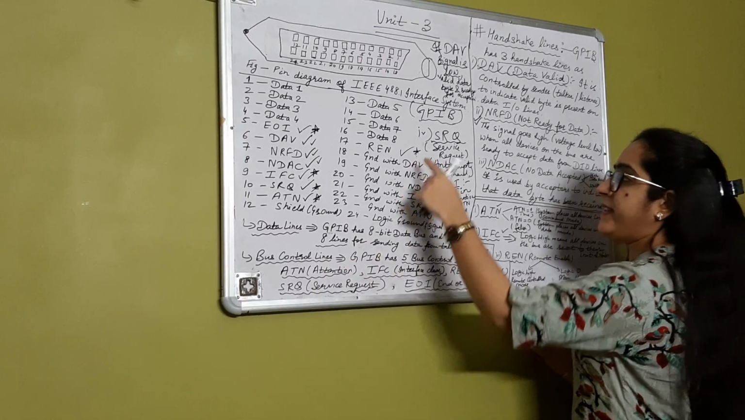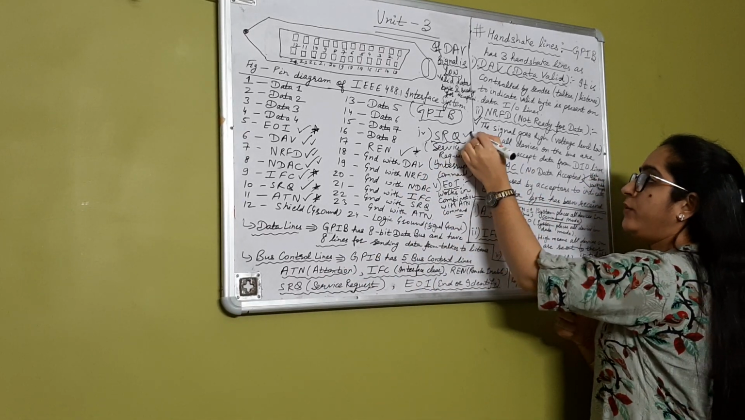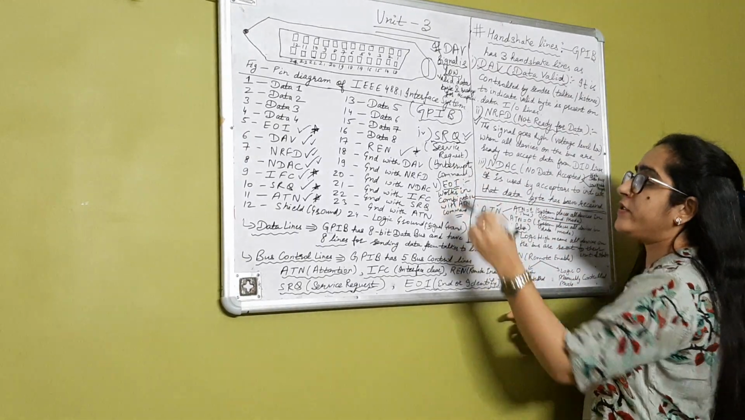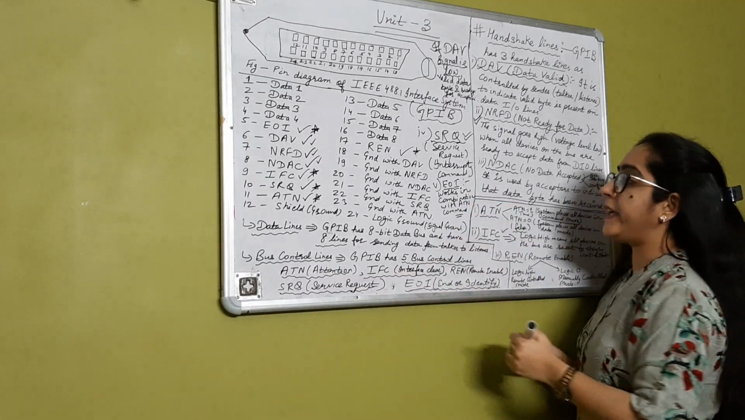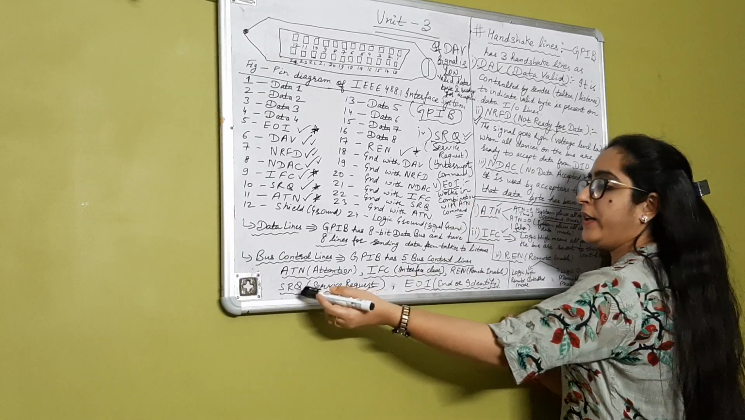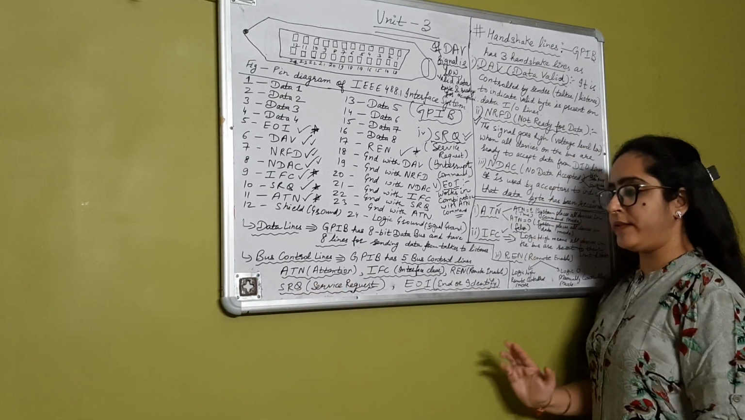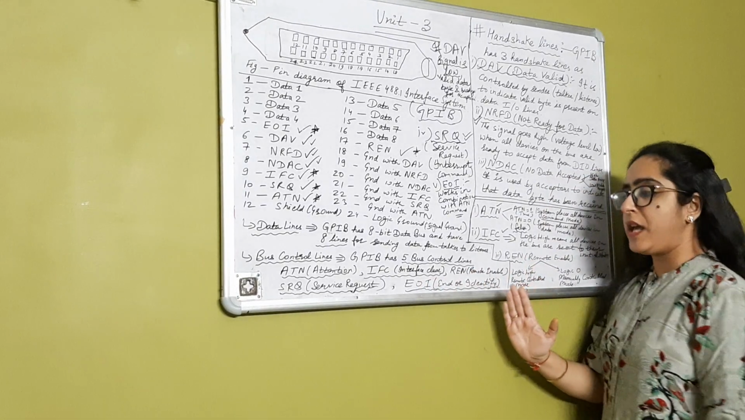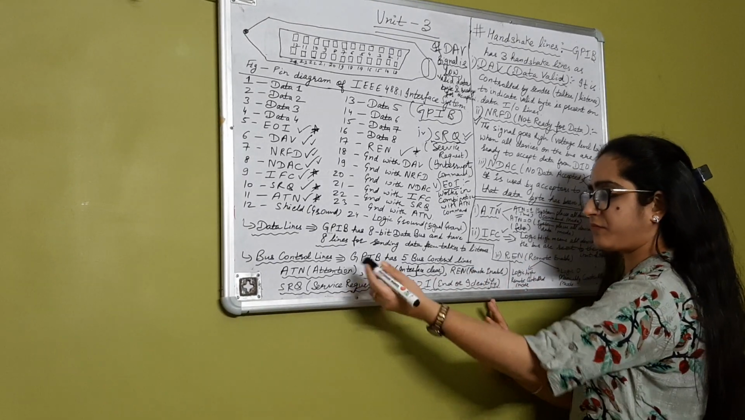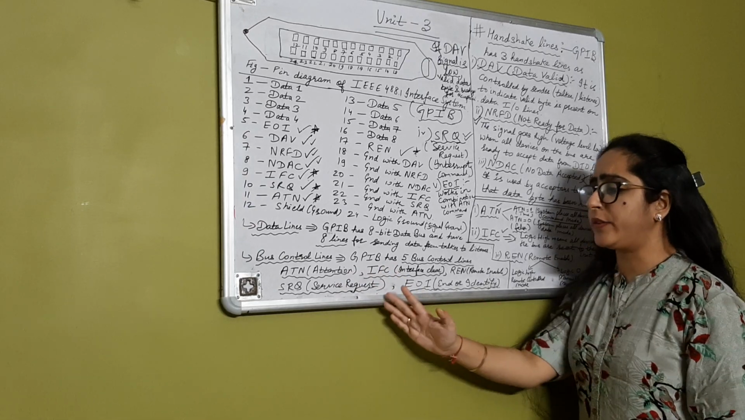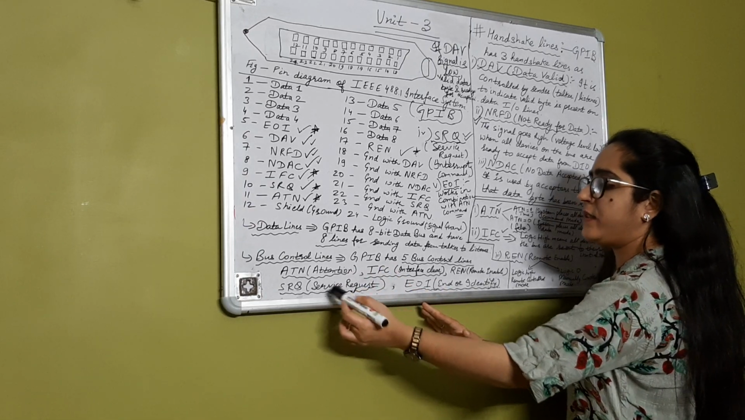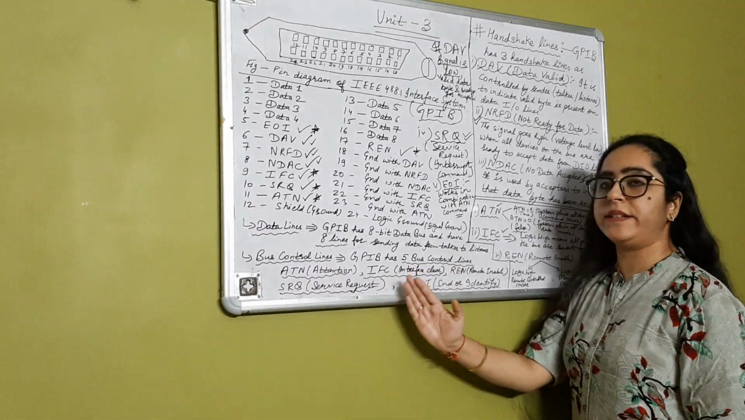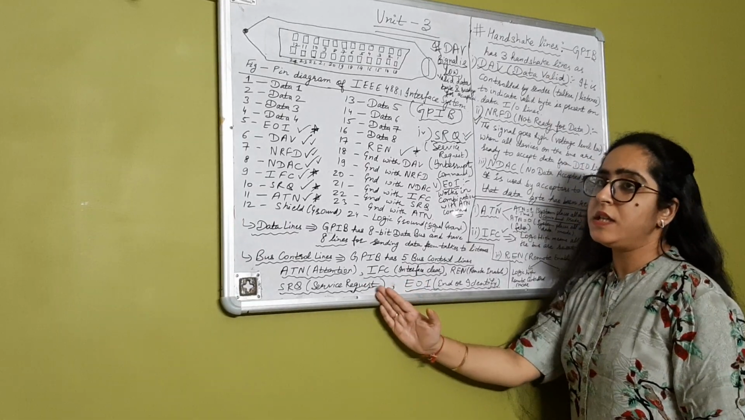Now next is our SRQ, service request. Service request is an interrupt signal. The SRQ command is operated by the devices or listeners connected on the network bus. If they need any service from the controller side, they send an interrupt signal, a request signal, to the controller for their services.